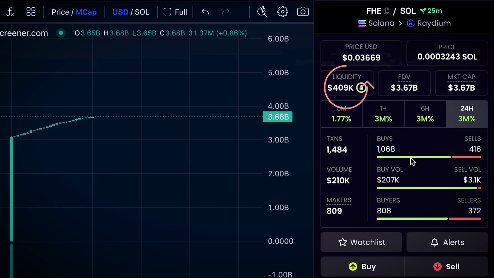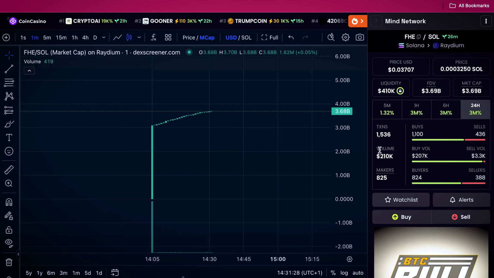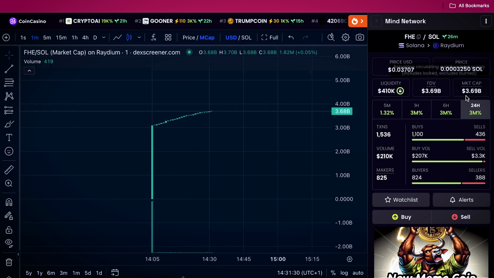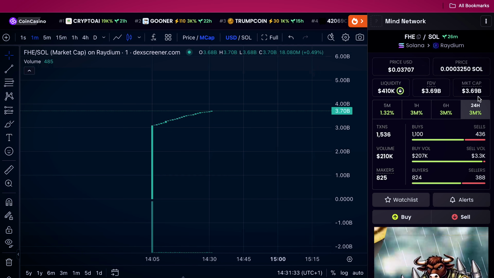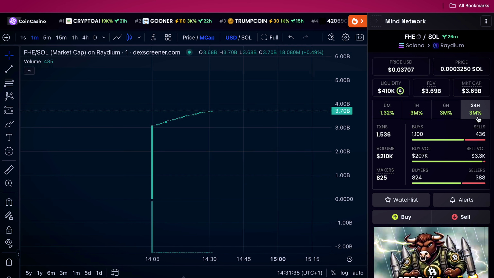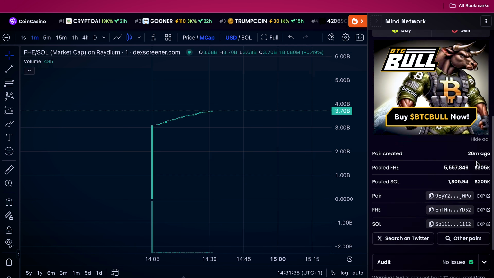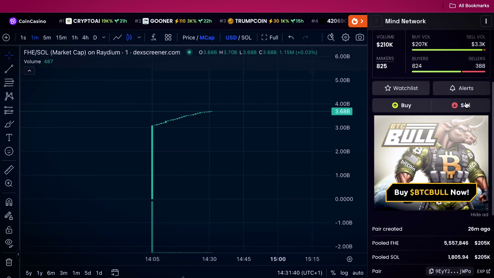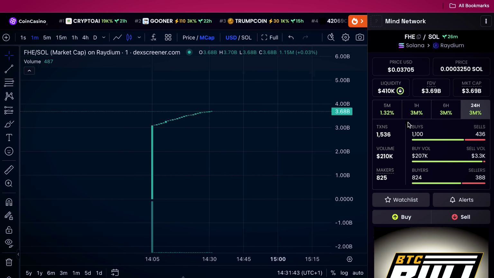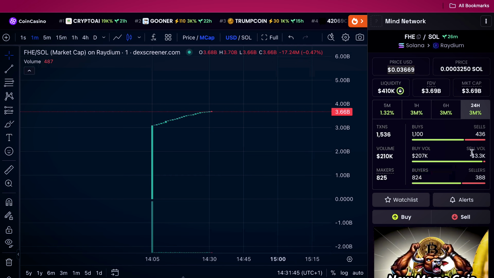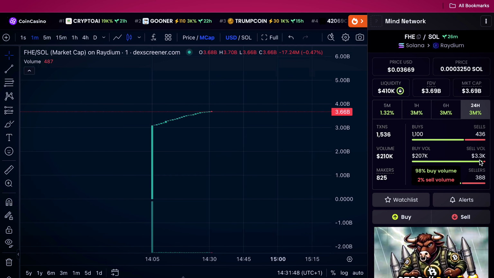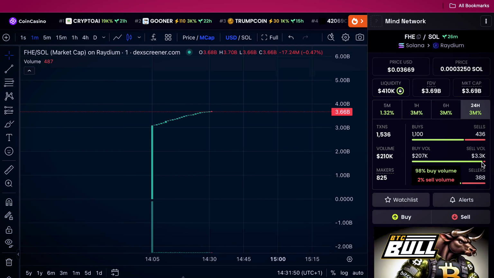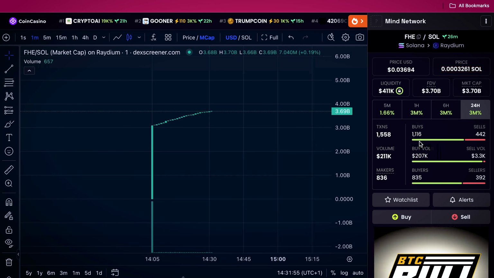How do I know? Now look at people selling, look at the buyers and the sellers. You can see right here, there's a total volume of $210,000. Now the question is, why will a coin with $210,000 volume get to $3.6 billion in market cap with this huge $3 million percent in 24 hours? And this coin is just 26 minutes old since it got created. Well, what are you seeing? You're seeing that there's a buy volume of $207,000 and then there's a sell volume of only $3,300. When you see less sell volume over buy volume, it is actually a red flag for you.